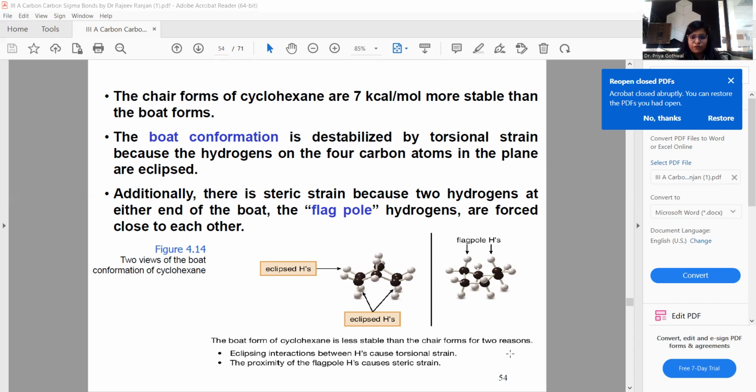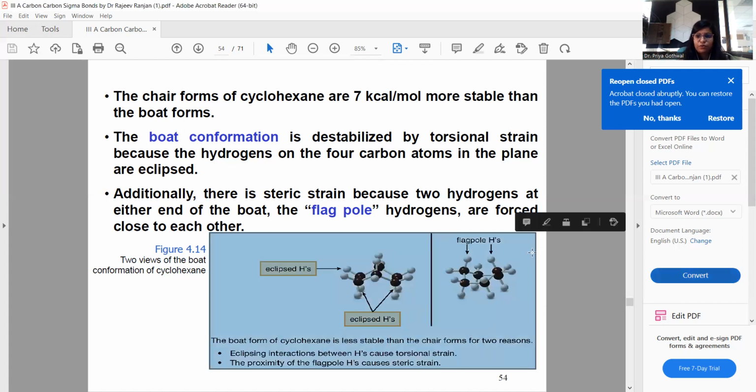So the boat form of cyclohexane is less stable than the chair form for two reasons. Eclipsing interaction between hydrogens causes torsional strain. And the second thing is the proximity of the flagpole hydrogens causes steric strain. So this is the conformational study of cyclohexane.